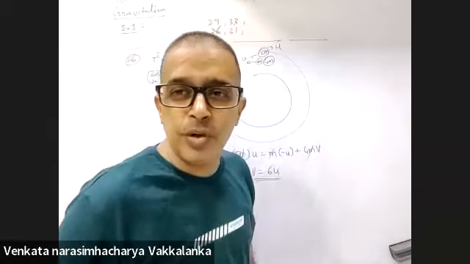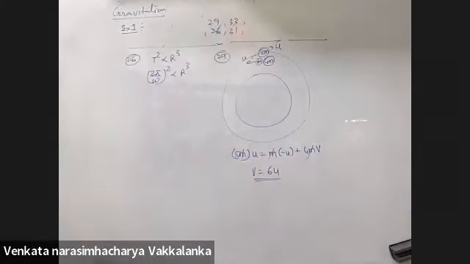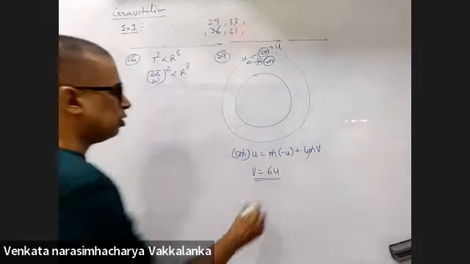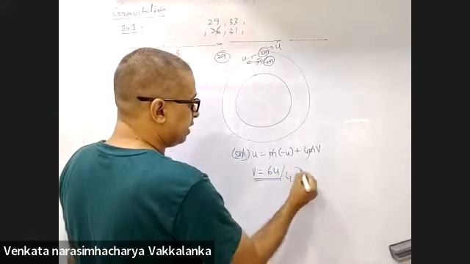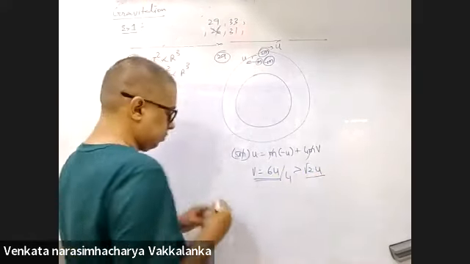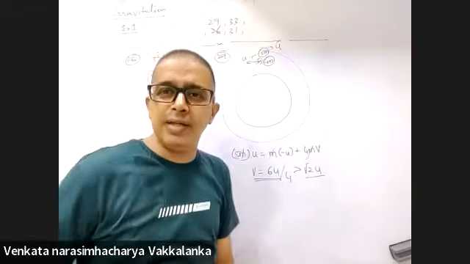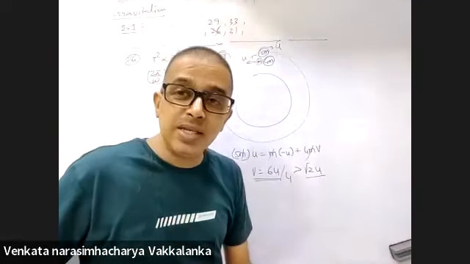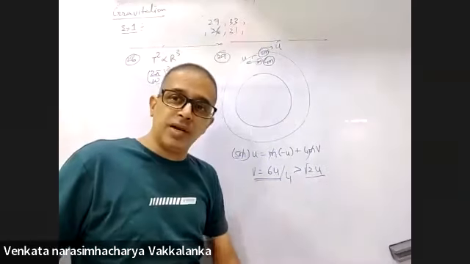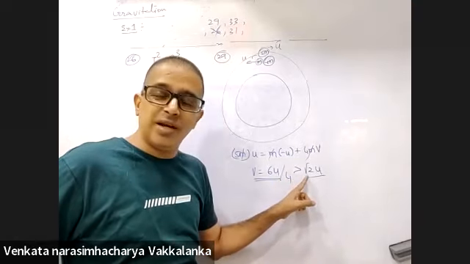Calculate u and substitute, you will realize that v is greater than the escape velocity. Now 6u by 4 turns out to be greater than root 2 times u. Why root 2 times u? If u is the orbital velocity, escape velocity will be root 2 times the orbital velocity. So 6 by 4 is greater than root 2.